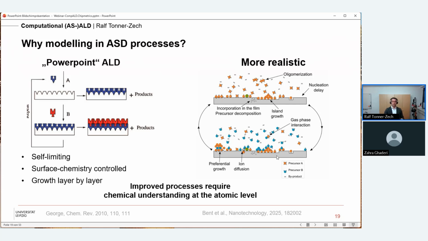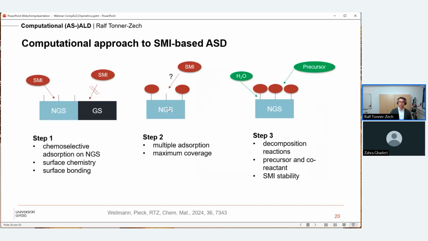There's diffusion, there are all sorts of side reactions going on. And this is actually determining the quality of the ultimate film in the end. To really understand this, or to really improve the processes, we need to understand what the detrimental processes are at an atomic level. And that's where theory can make a difference.